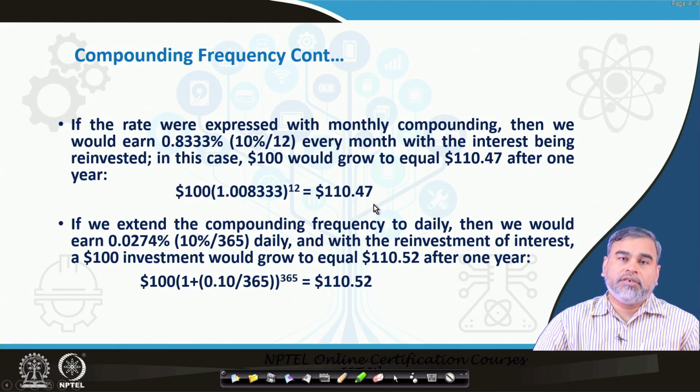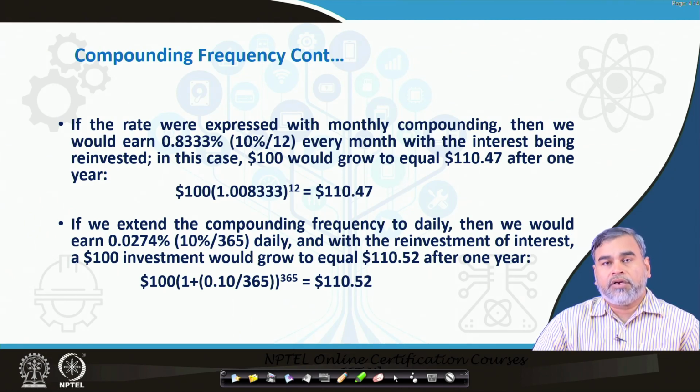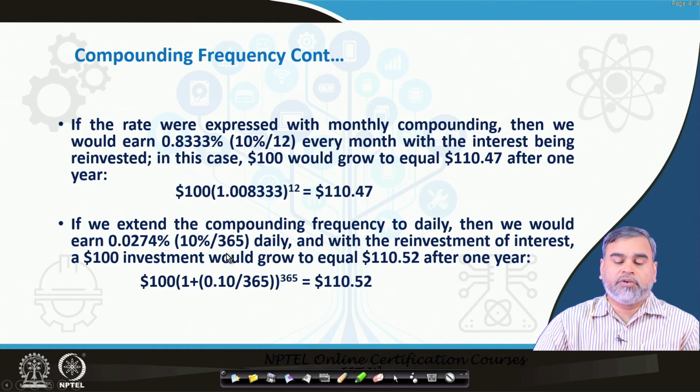Whenever it was compounded on a 6 month basis, we got 110.25, but when we compound with a time frequency of 1 month, we get 110.47. If you extend this compounding to daily, it will increase further. Daily we get 10% by 365, assuming 365 days per year, and we get 110.52.